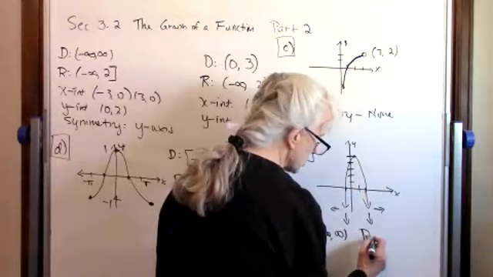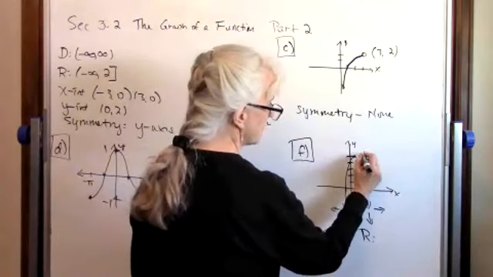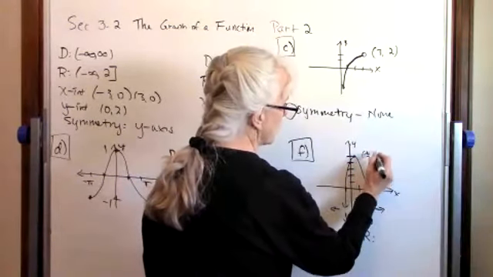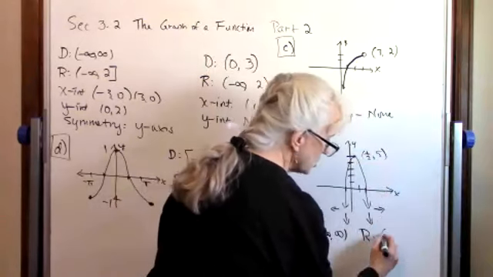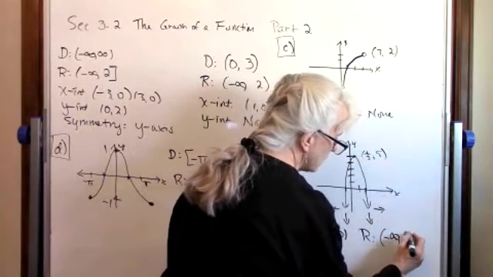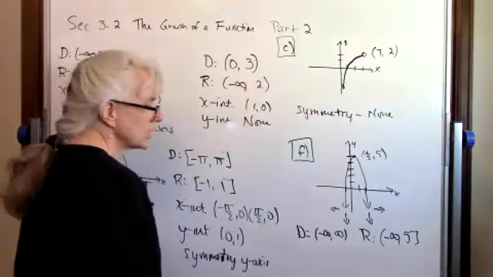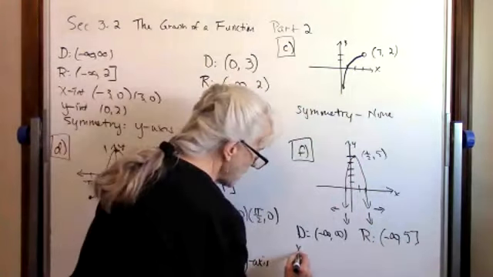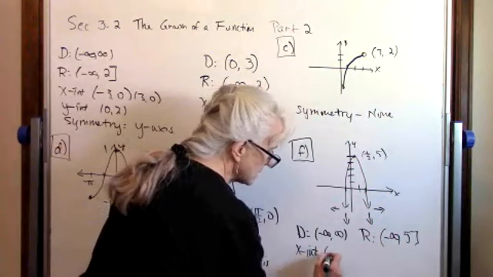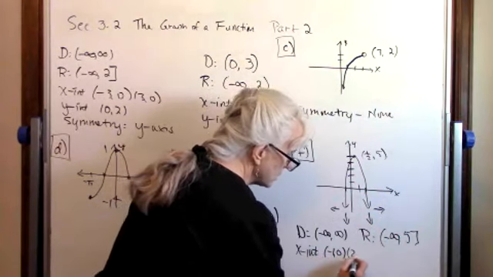What about the range, though? Because this has a top, and this top is up here at 5. So that I think was (1/2, 5). So the range is going to go from negative infinity to positive 5 with a bracket because it is included on that picture. We do have x-intercepts. It's crossing the x-axis at negative 1 and at positive 2.